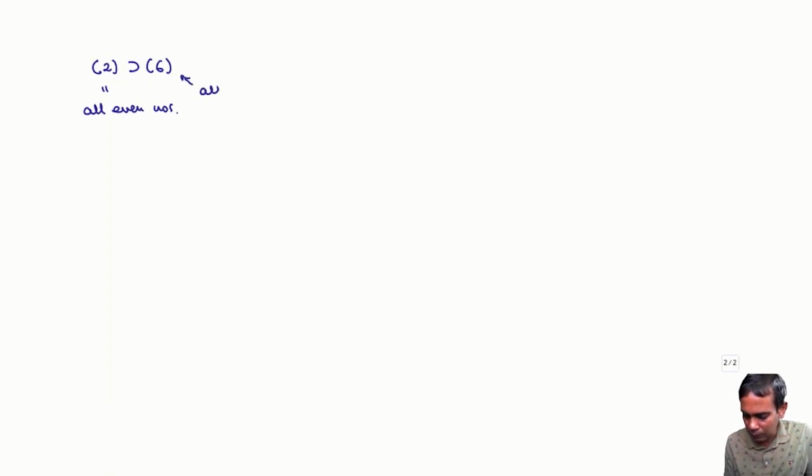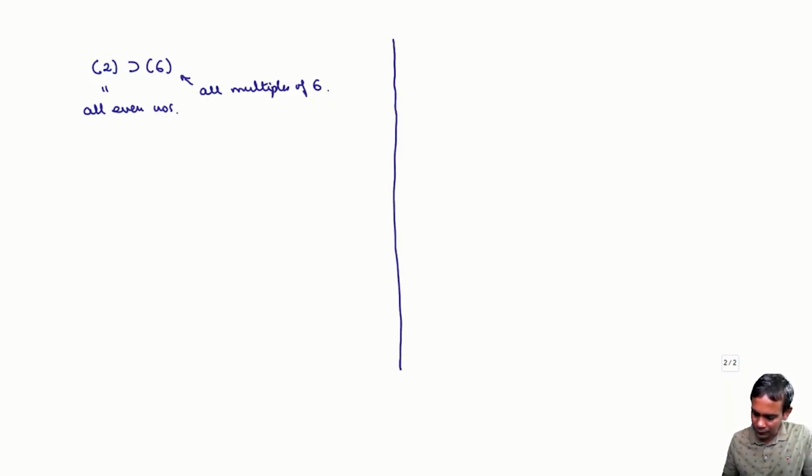Okay, now for example, the ideal generated by 2 is larger than the ideal generated by 6. These are all even numbers, and these are all multiples of 6. Okay, that's a simple example. And well, you know that 2 divides 6, or 6 is divisible by 2.